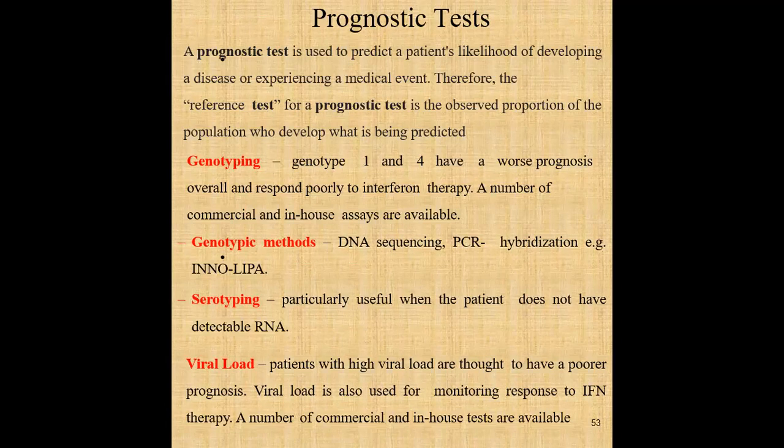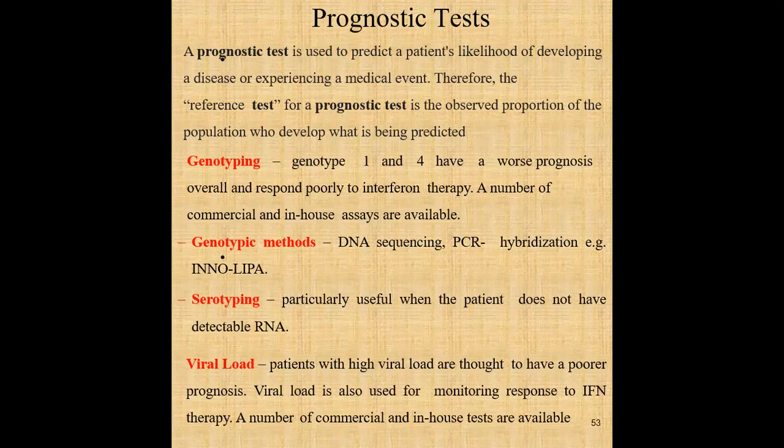Some of the interferon therapy should be given, and if genotype 1 to 4 is present, they have a worse prognosis, with a poorer overall response to therapy. A number of commercial and in-house assays should be available. These are to be performed in case genotype 1 to 4 is present. Then genotyping methods include DNA sequencing.